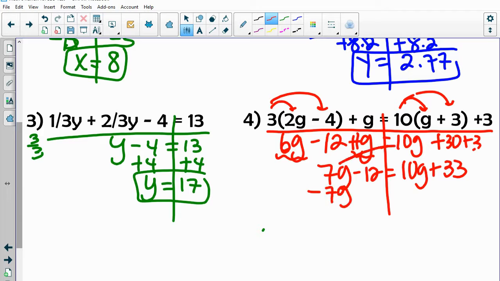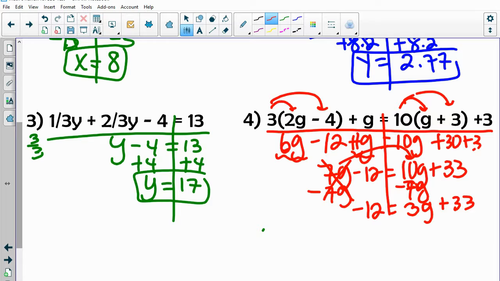Yes, we've got to now move that G to the other side. So do its opposite to move it over there. Do the opposite. What do we get? 10G minus 3G? 7G? I'm thinking the answer in my head. 10G minus 7G is 3G.